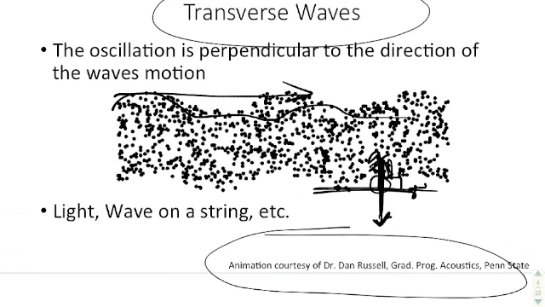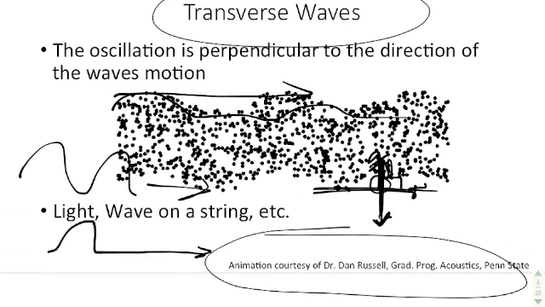Examples of transverse waves are light. Light is a great example of a transverse wave. It oscillates up and down as it moves this way. It also oscillates left and right, but we'll get to that a little bit later. And also a wave on a string. So if you did the Slinky lab, whenever you move the Slinky up, it generates a pulse wave that moves this way, but the oscillation is this way. So those are examples of transverse waves.